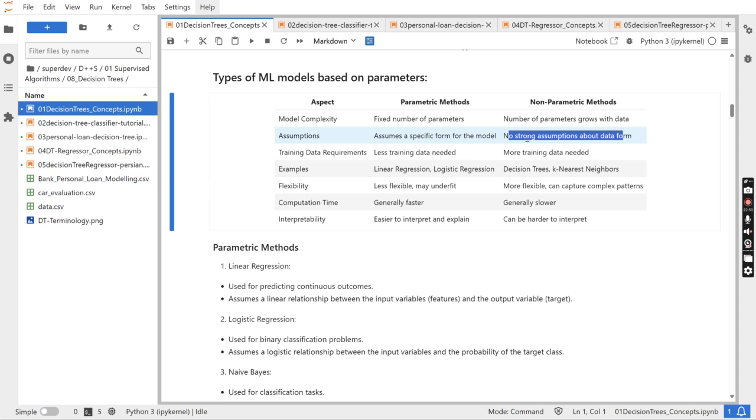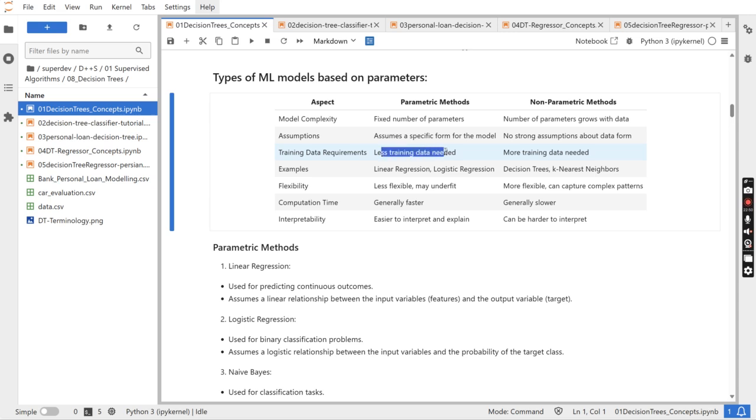Or every time you change the way in which you pick the samples, that will change the structure of the tree. So the calculations are not specific. It will not give you the same tree every time you change the data, or every time you shuffle the data you will not get the same tree. So there is no specific form here in non-parametric.